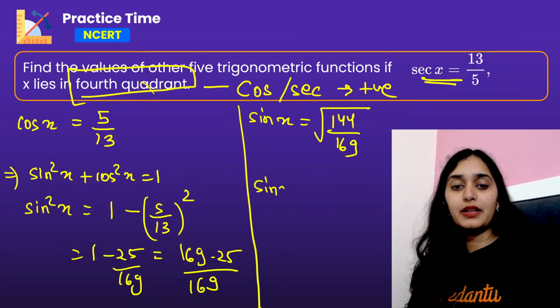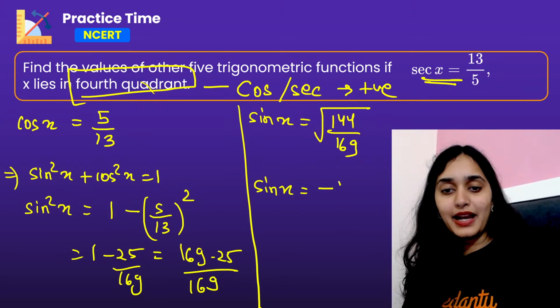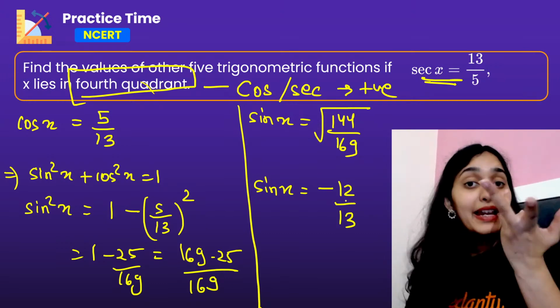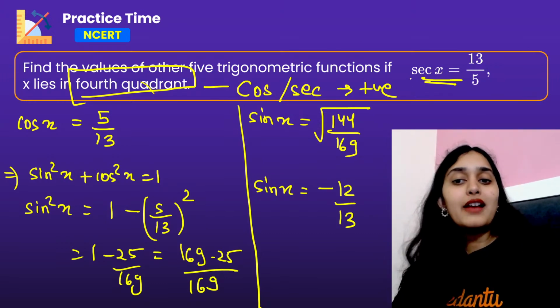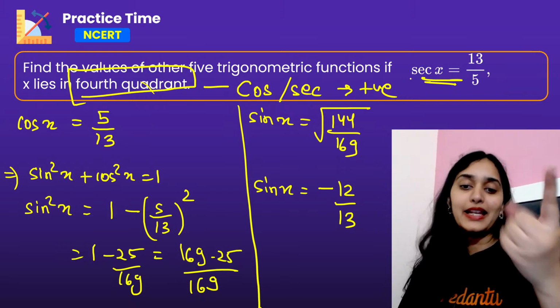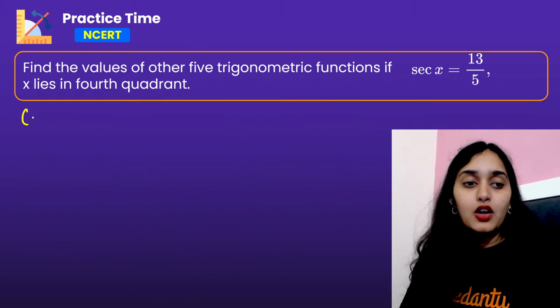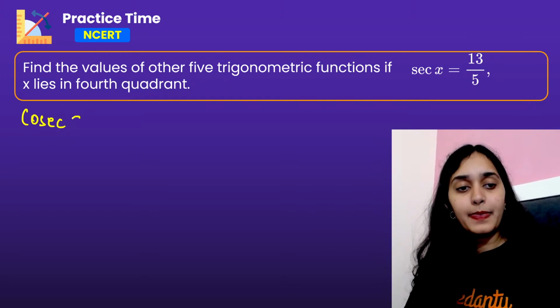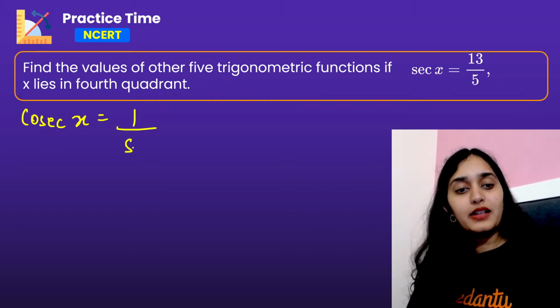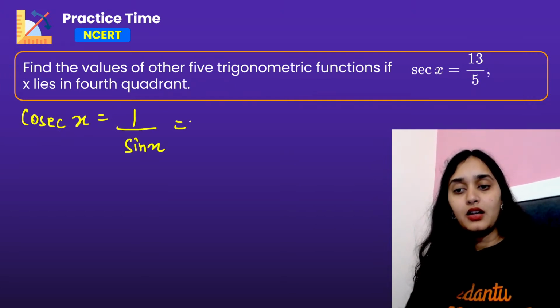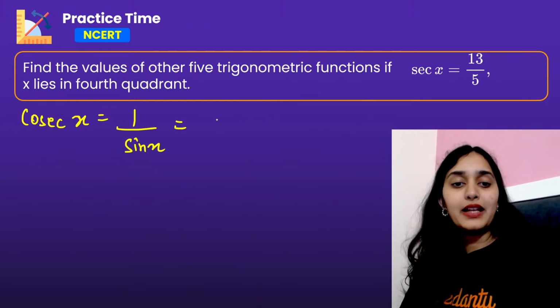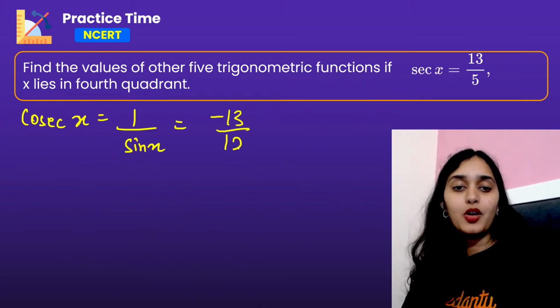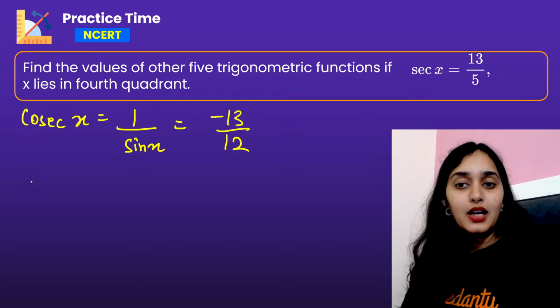Sine x will be minus 12 by 13. Why minus? Because only cos and sec are positive. Sine will be negative. Okay. Now, cosec will be 1 upon sine. Now sine is minus 12 by 13, so this will be minus 13 upon 12, reciprocal.